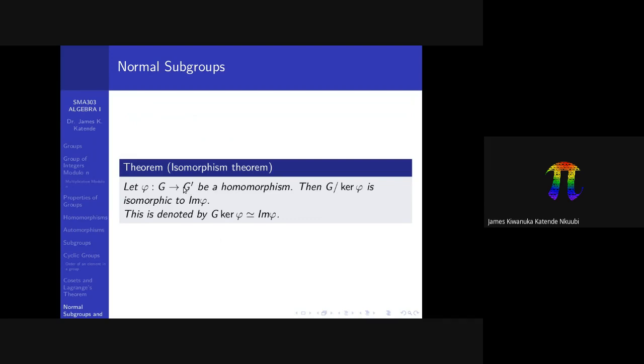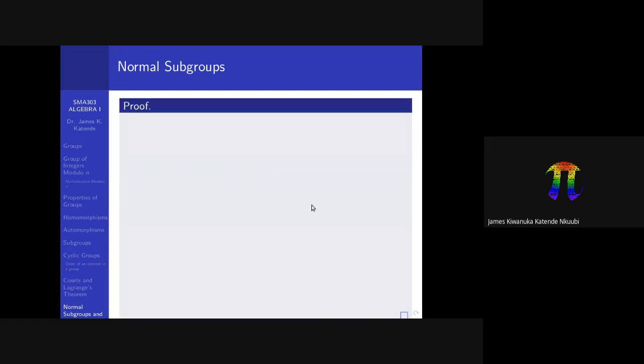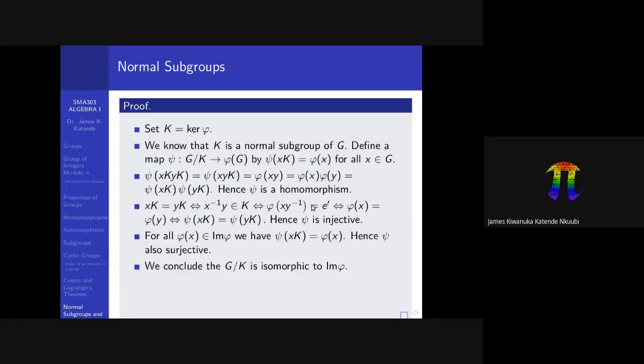So if the image is equal to the whole of G prime, then this factor group by the kernel will be isomorphic to the whole of G prime and not G. If the image of phi is equal to G prime, so this should also be G prime, then the factor group by the kernel is isomorphic to the whole of G prime. So these two should both be G prime and not G. Any questions?